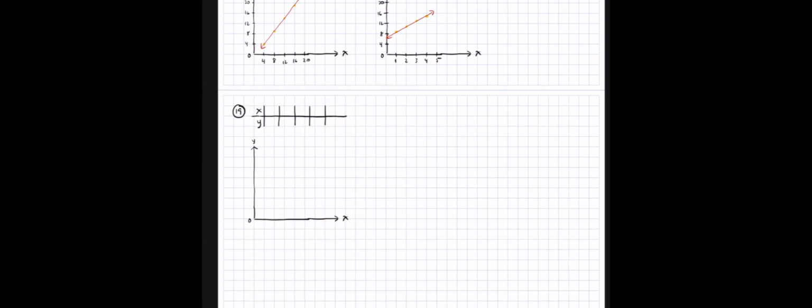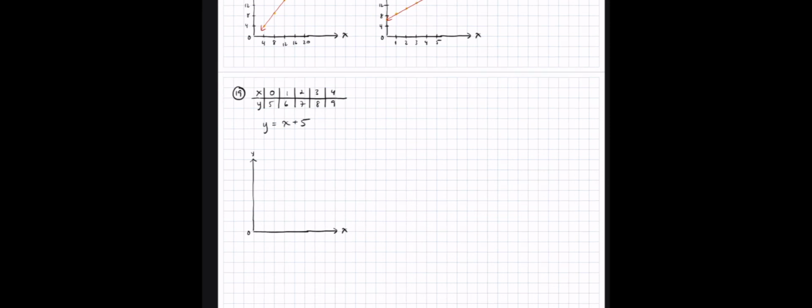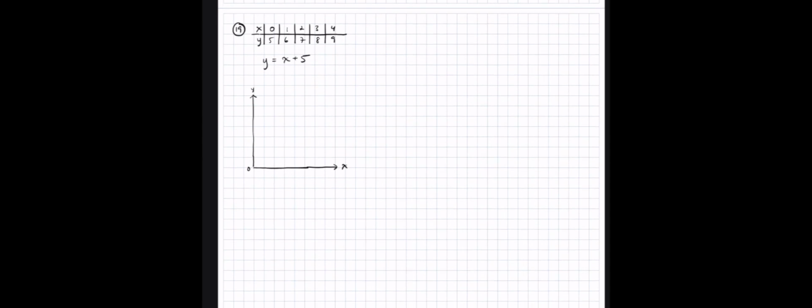For 19, we have 0, 1, 2, 3, 4. And then we have 5, 6, 7, 8, 9. And let's see. We need an equation and we need a graph. So looks like the numbers are getting bigger by +5. So y equals x plus 5. Okay, I think that's it for the linear equation.